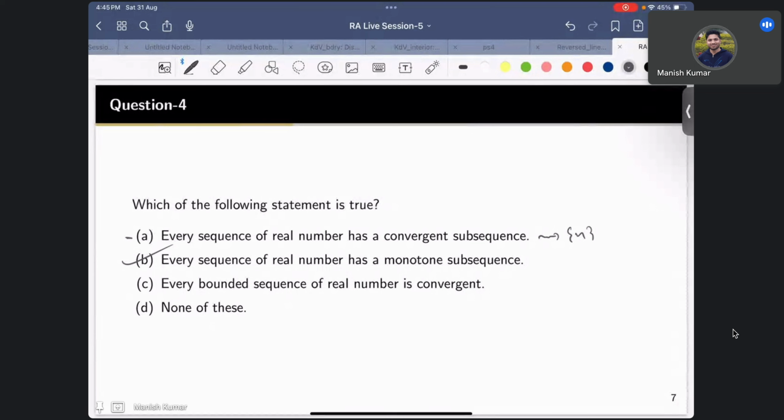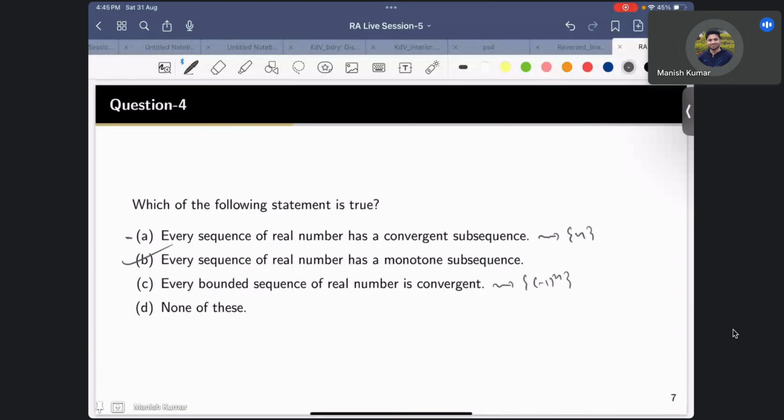False, sir. 1 minus 1, or minus 1 whole power n. Yeah, okay, minus 1 raised to the power n. This is a bounded sequence, but it is not convergent. Again, the statement would have been true if you said every bounded sequence of real numbers has a convergent subsequence. But over here it has been written that the sequence is convergent, which is not true, and you have this example.